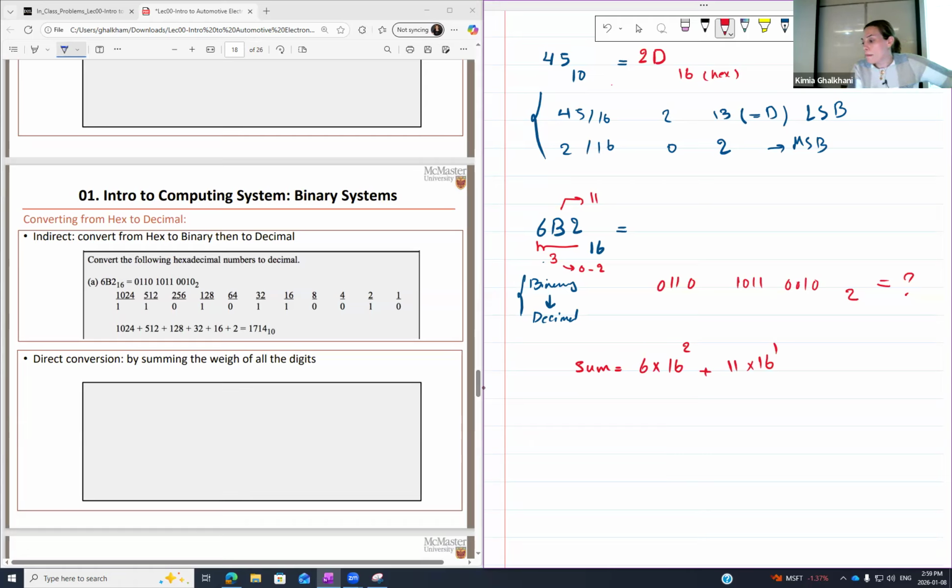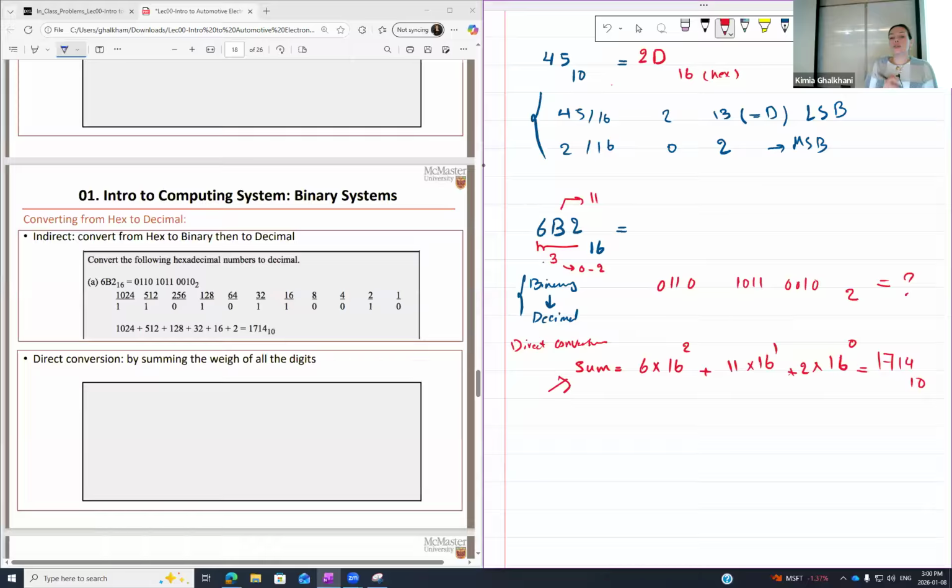Make sense so far? Now the very last one is again 2. 2 times 16 to the power of 0. Then use your calculator. It's going to be 1714 base 10. That's how we convert. So one method is direct conversion, which I just did right here. Direct conversion means calculated based on base 16.